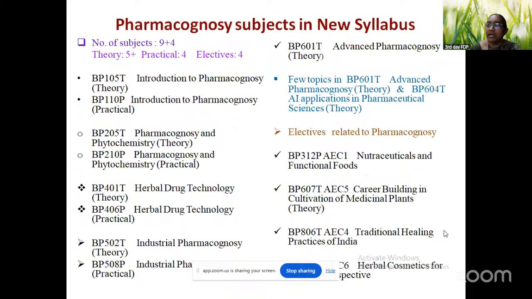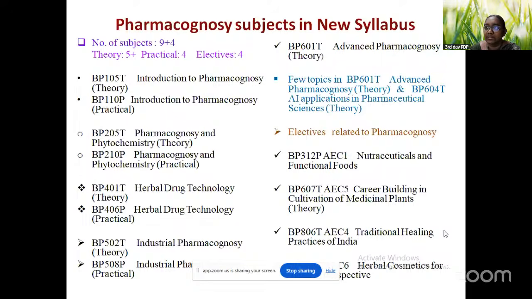So coming to the proposed NEP syllabus for pharmacy, a total of 9 theory subjects and 4 practicals. Theory are 5 along with 4 practicals, and electives 4. So these are the topics. In first semester, 1 subject, second semester 1, fourth semester 1, fifth semester 1. All these have practical sessions.